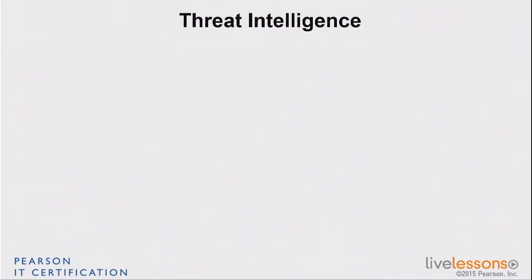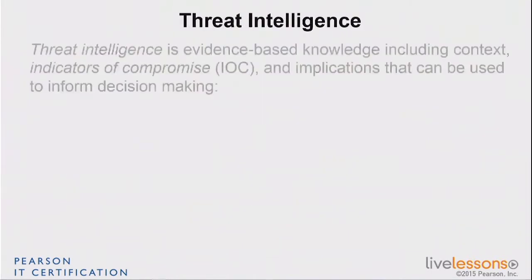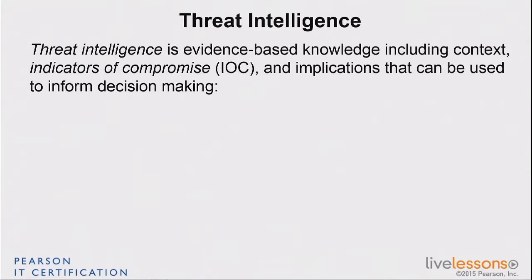Now, one of the ways that we learn about threats is threat intelligence. Threat intelligence is evidence-based knowledge which gives us some context, so understanding how the threat is happening, to whom it is happening, and what the implication is. Also, the indicators of compromise, or IOC, is evidence that we can look at to see if a compromise or an incident is actually happening, and the implications of the threat that can be used to inform decision making.